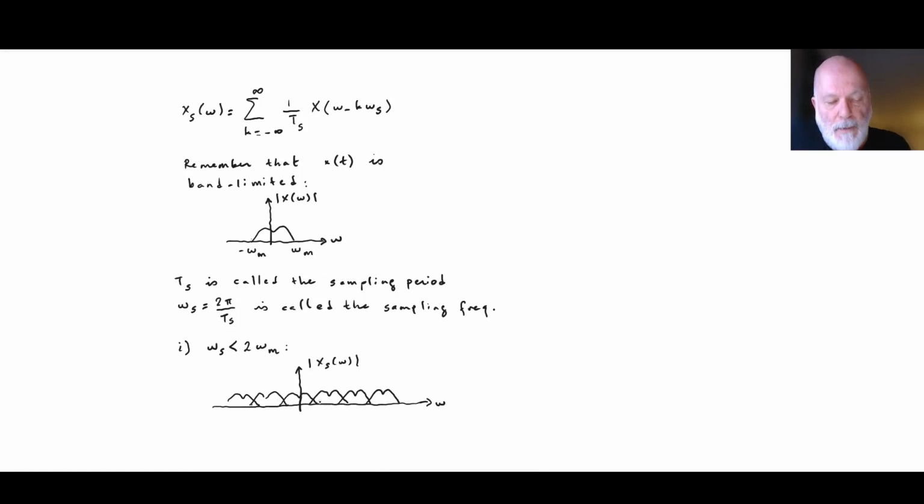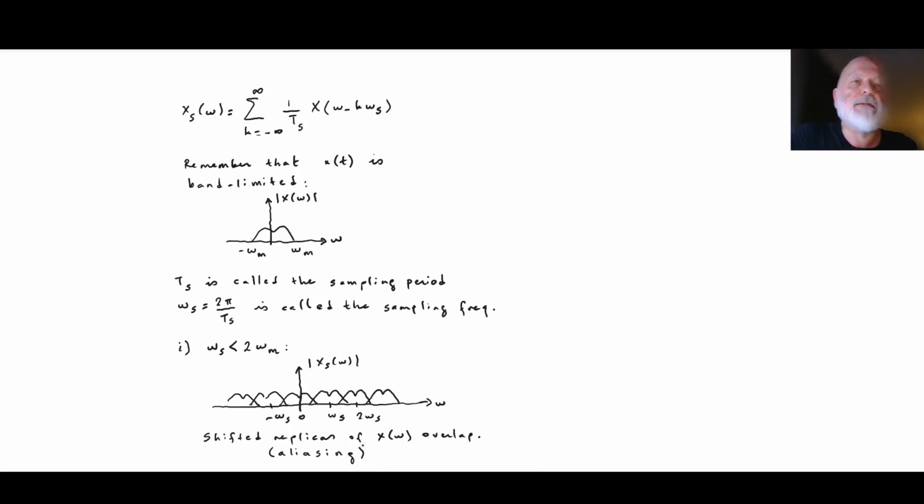Okay? So this is the zero frequency. This frequency is omega s. This is 2 omega s, etc. This is minus omega s, and so on. So we have in this case shifted replicas of X of omega overlap. Now this phenomenon is called in signal terminology aliasing. So we have the aliasing phenomenon. The shifted replicas will overlap.